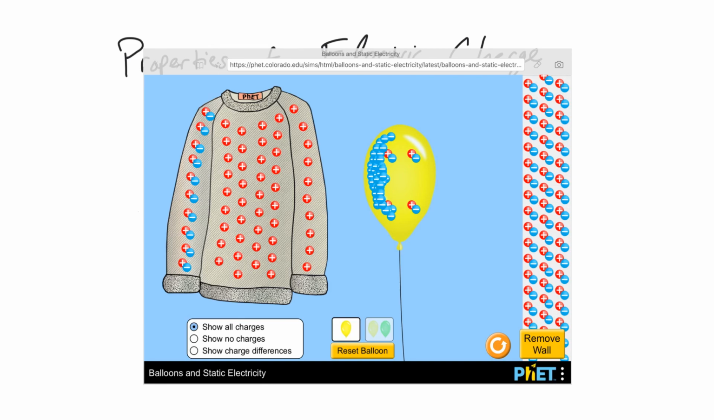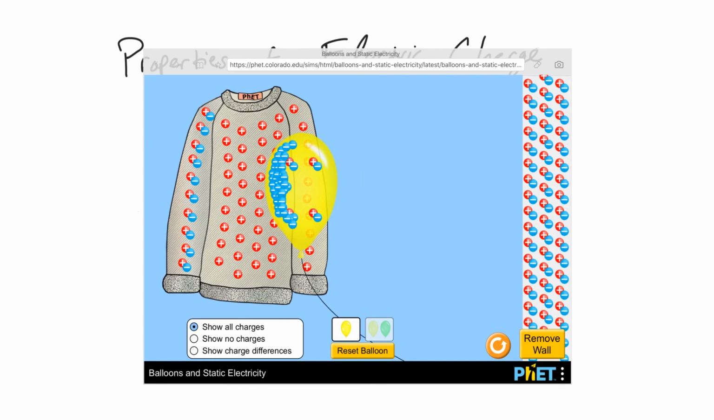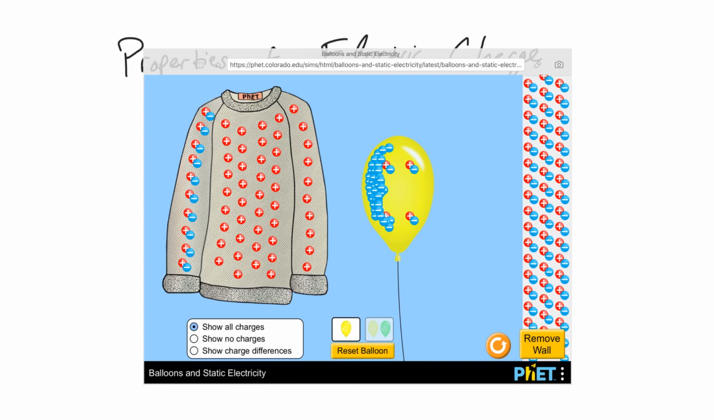Also notice that you don't see any of the negative charges trying to hop off the balloon now going back onto the sweater. And that's because these materials are what we call insulators. They don't transfer charge very easily, unlike metals. And when they do get charged up, they tend to keep the charge. And so now we can see an attraction.